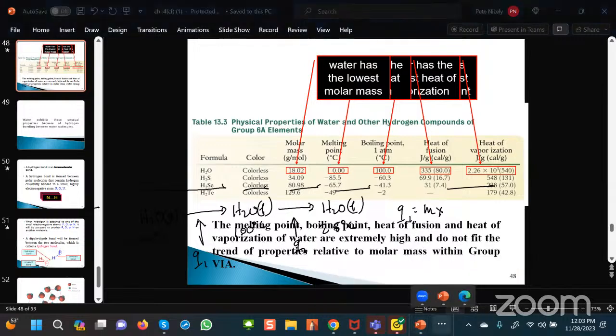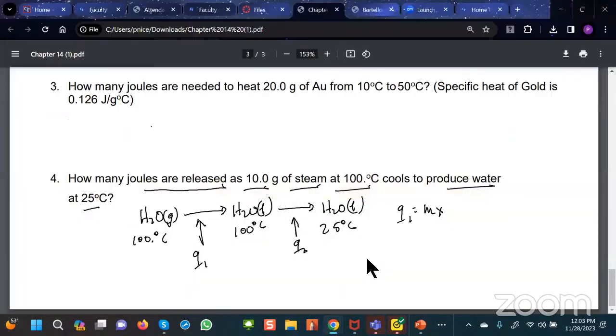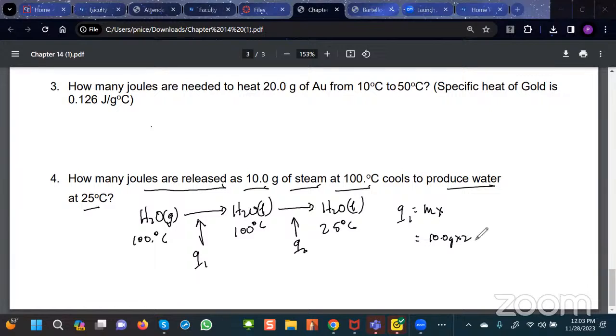So the mass is 10 grams times 2.26 times 10 to the 3 joules per gram. All right. So this will be equal to 2.26 times 10 to the 4 joules. All right. So that's Q1.